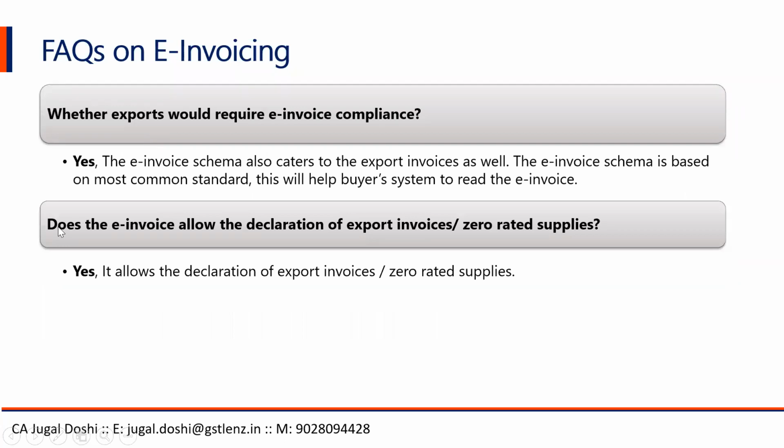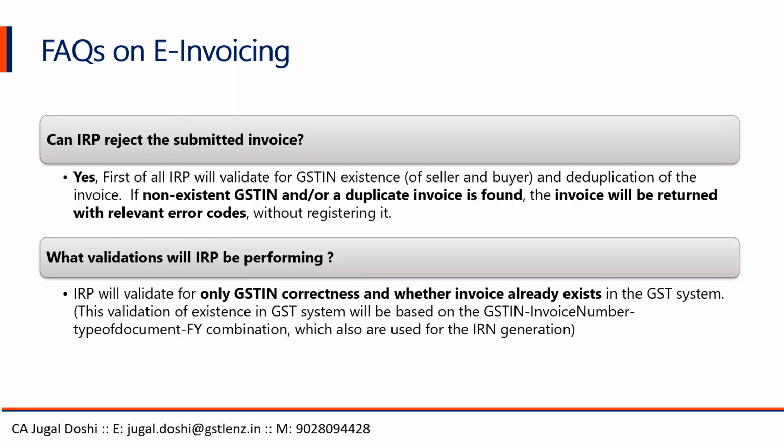Answer is yes. There is a category where we can say yes, it is an export invoice or a zero-rated supply. Also, can IRP reject the submitted invoice? Yes, if it is found that it is a duplicate invoice. Let's say you have already issued an invoice on a number 22 and again you are uploading for the same number. So here they won't generate, or there are various errors. Let's say the GST number is wrong or some PIN code is not there, etc. For all these things, e-invoicing will not be generated.